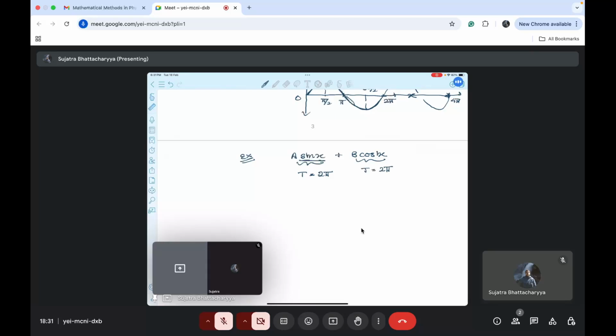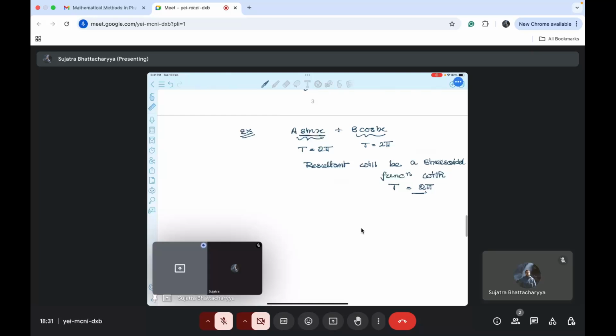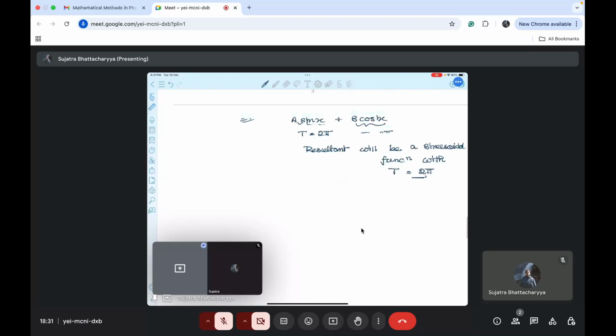Right? So the resultant will be a sinusoidal function, definitely, with time period equal to 2 pi. We generally take the LCM of the two periods whenever these functions are being added.